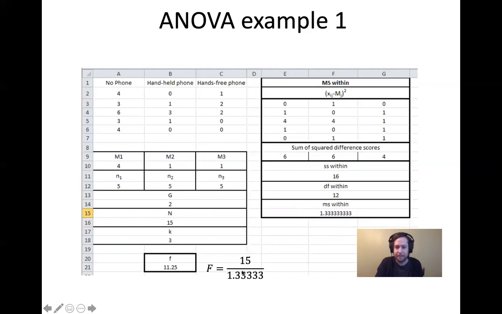So we did some calculations. We got 15 on top. This is the number that represents the magnitude of the difference among the 3 sample means. This number right here, 1.3 repeating, represents the average variability within each condition. If there's a lot of spread within each condition, then this number gets really, really big. But if the variability within each condition is small, then this number will be really, really small.